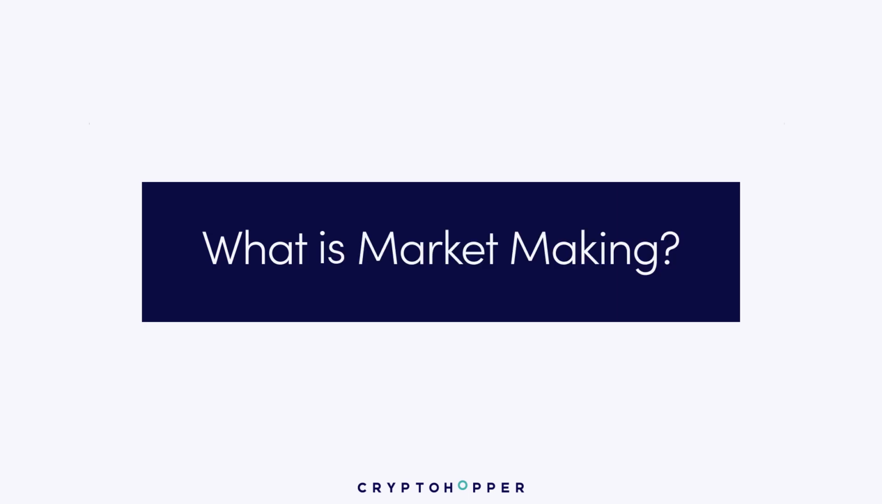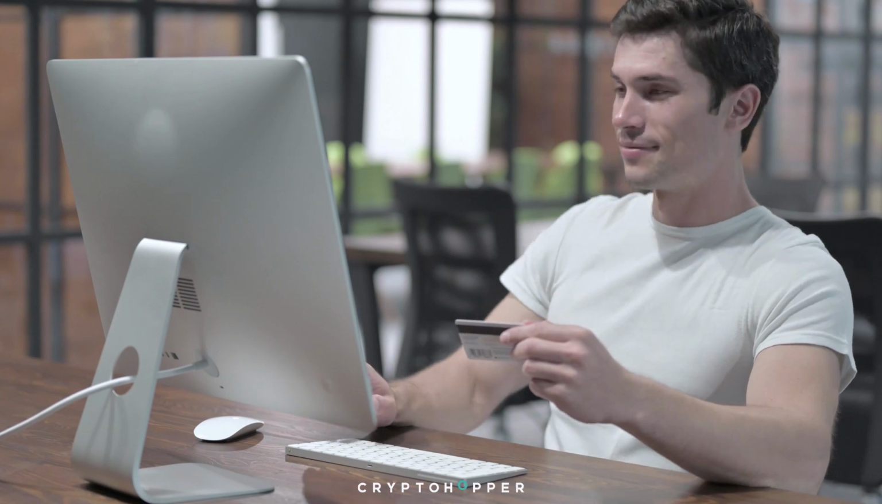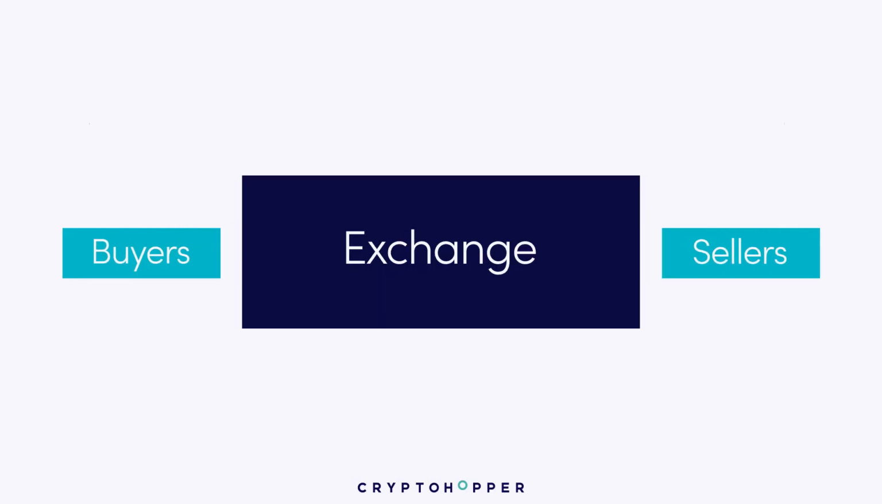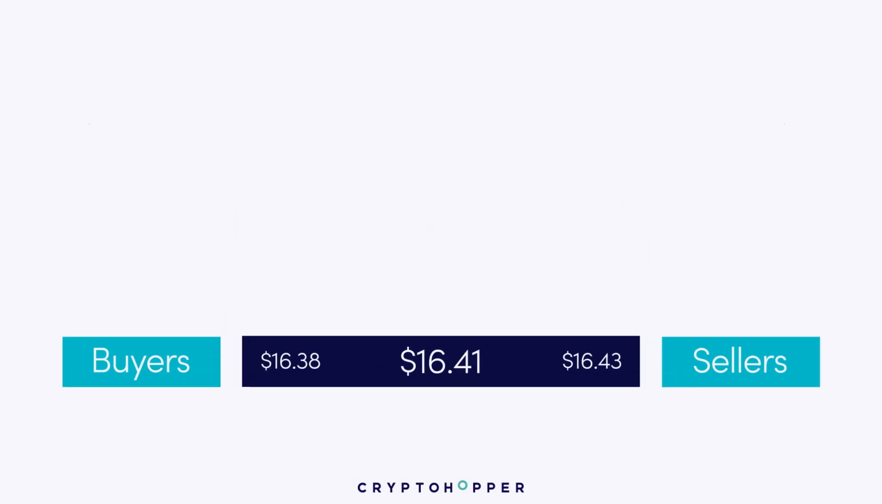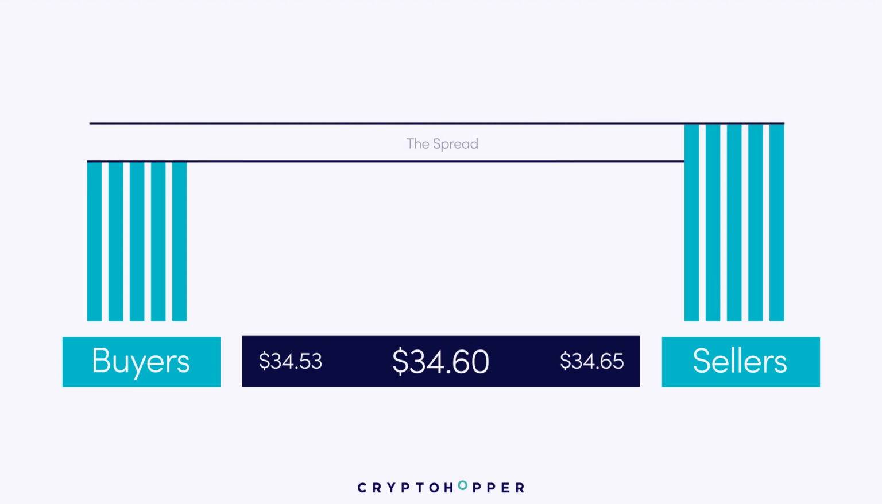What is market making? When somebody wants to buy or sell cryptocurrencies, they need to go to an exchange where buyers and sellers meet. The price they pay depends on the supply and demand at that moment. This is translated to the bid, price to buy, and ask, price to sell. The difference between the bid and the ask is called the spread.